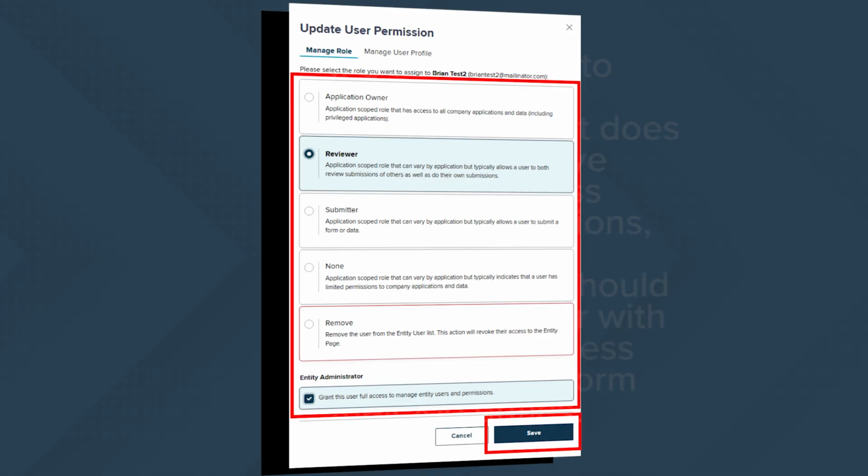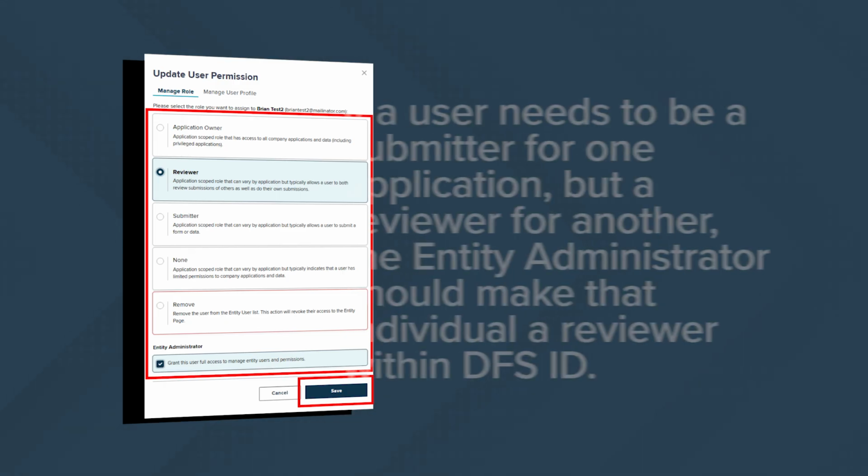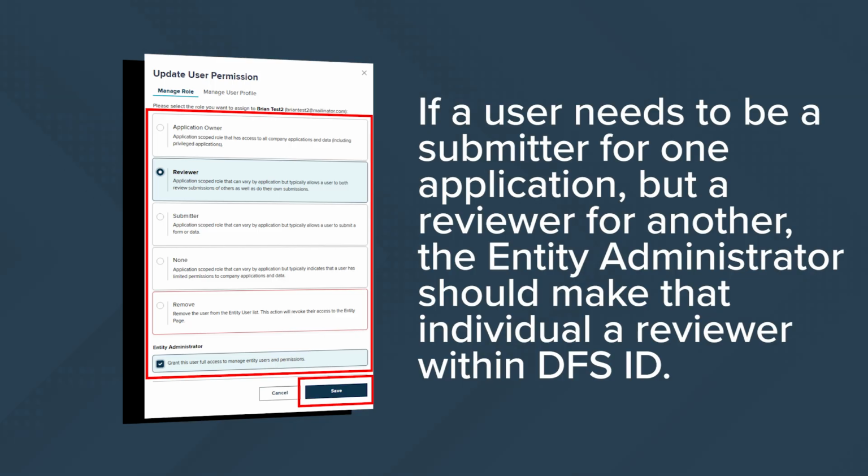If a user needs to use multiple applications but does not need to have the same access across applications, the entity administrator should assign that user with the highest access needed to perform their job duties. For example, if the user needs to be a submitter for one application, but a reviewer for another, the entity administrator should make that individual a reviewer within DFS ID.